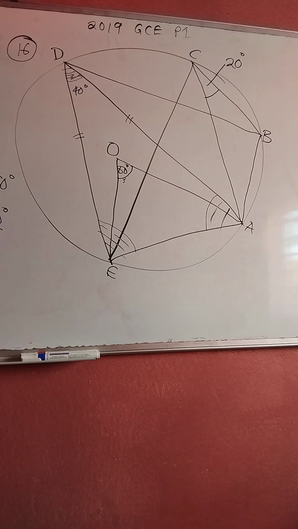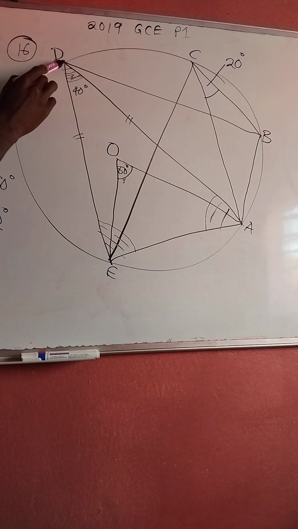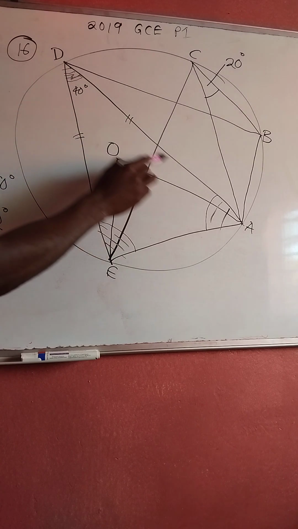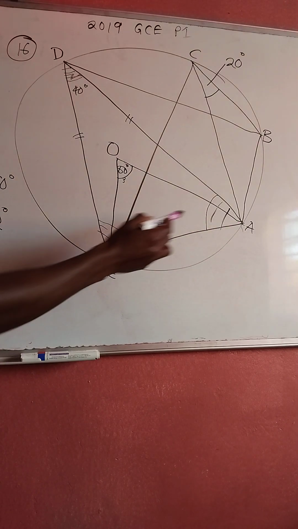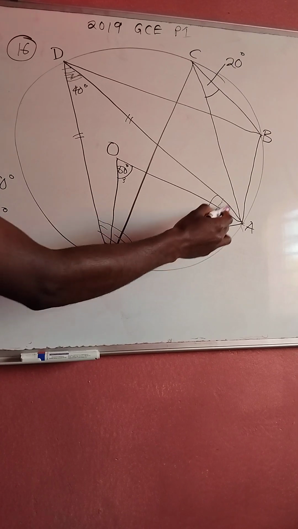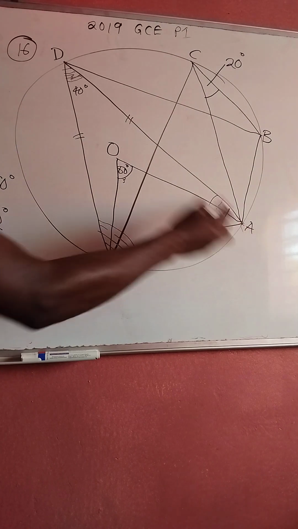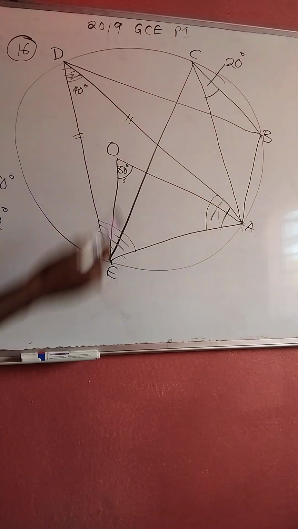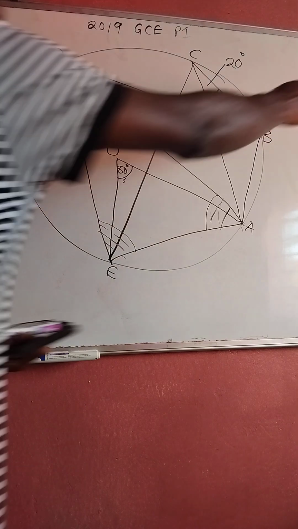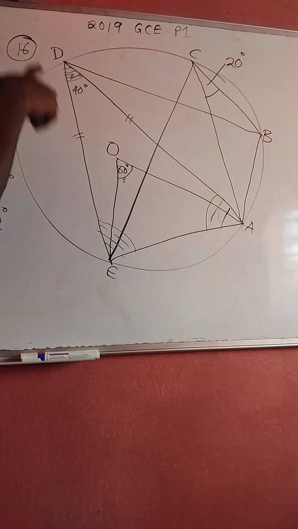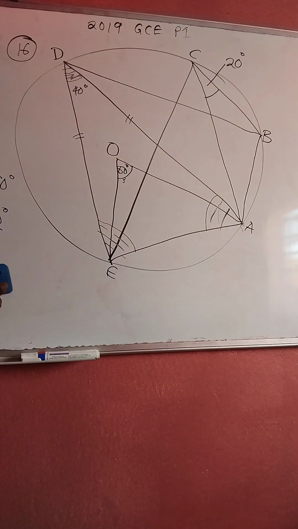Then we go to DAE. D is here. You go to the line that takes you to A, then the line that takes you to E. So the angle is this one here. Remember we said this triangle ADE is an isosceles. And angles in a triangle add up to 180.